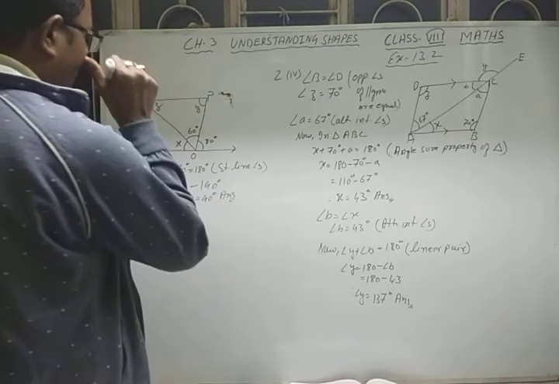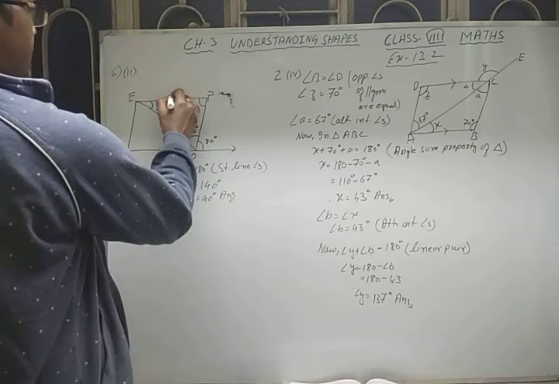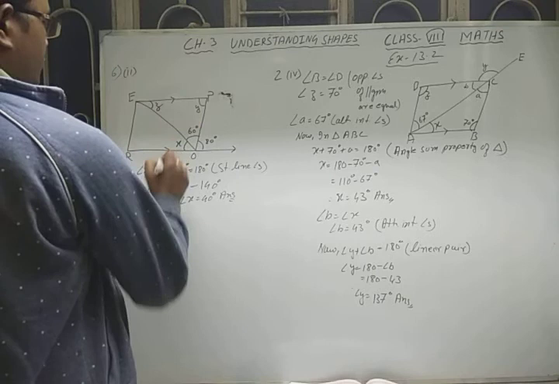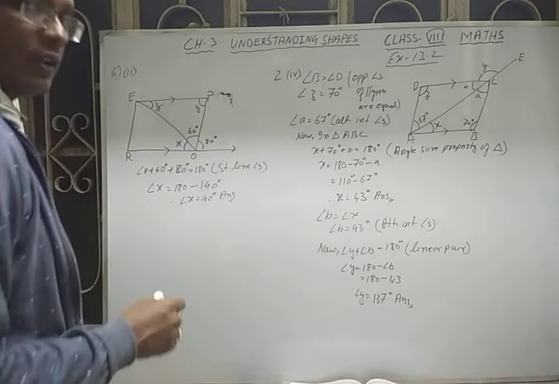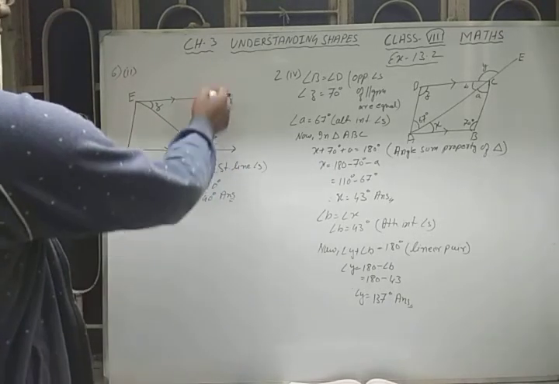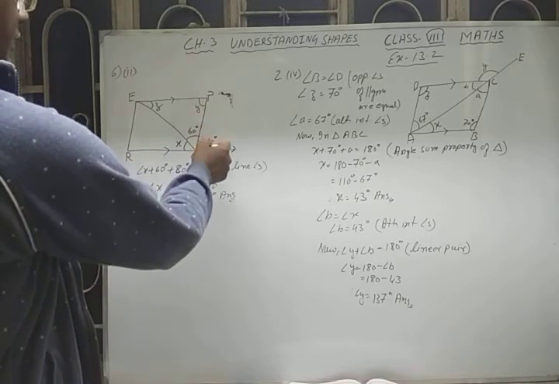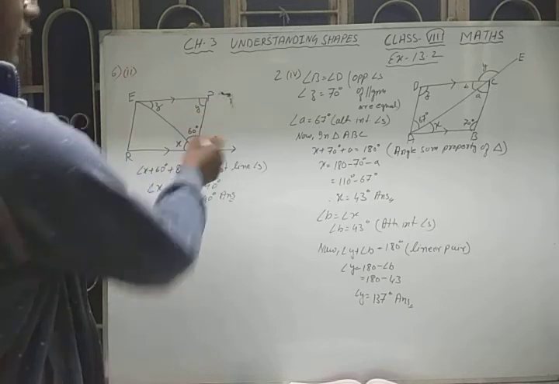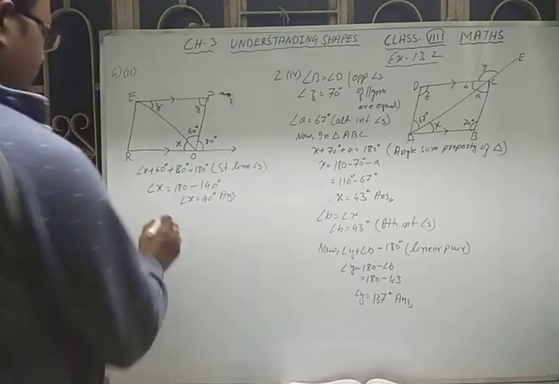Now you will find Y. Here you can see this EP is parallel to RO, because opposite sides of a parallelogram are parallel, and PO is a transversal here. So these two are alternate interior angles. So Y is also equal to 80 degrees.